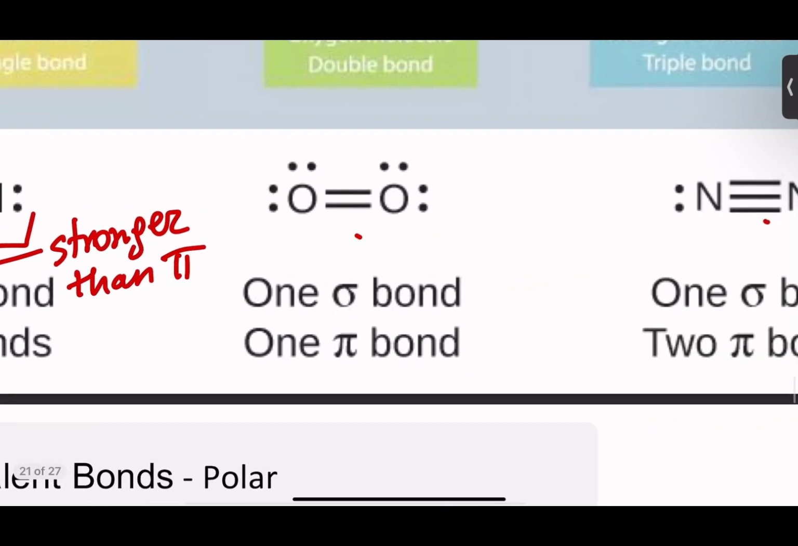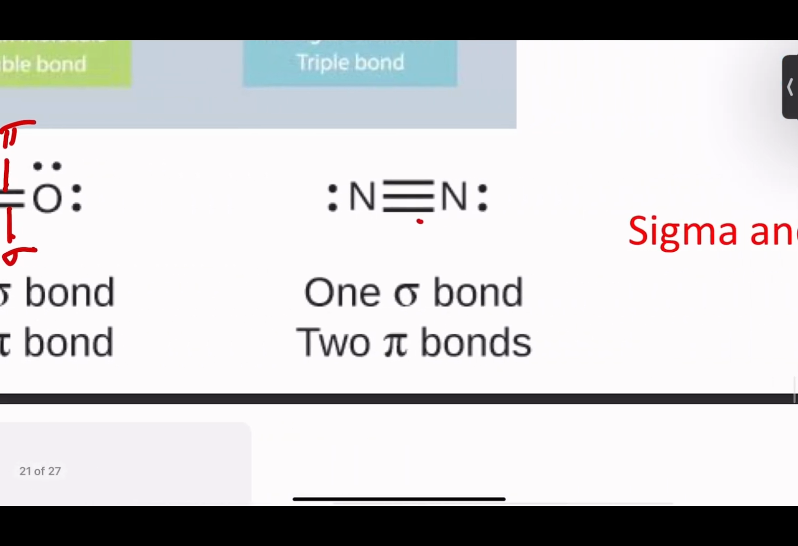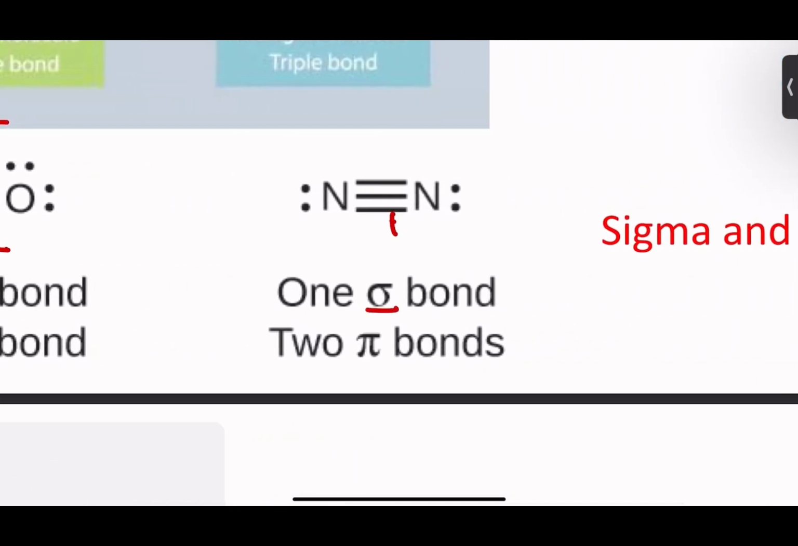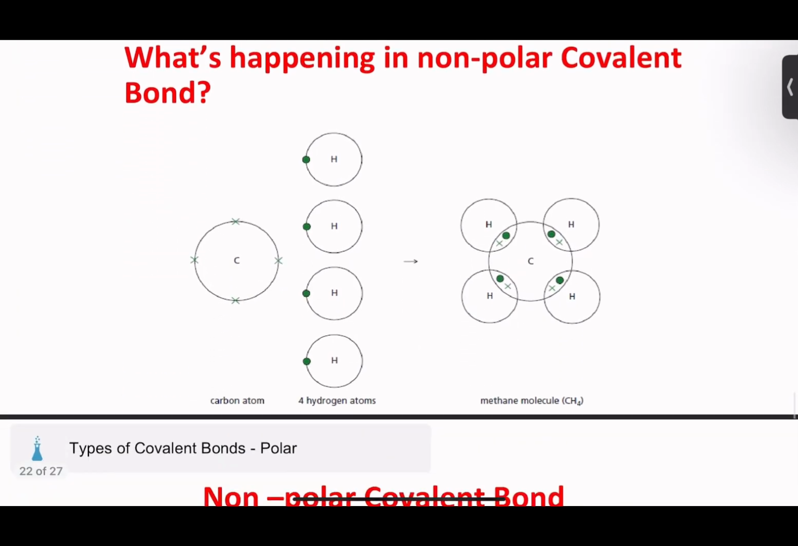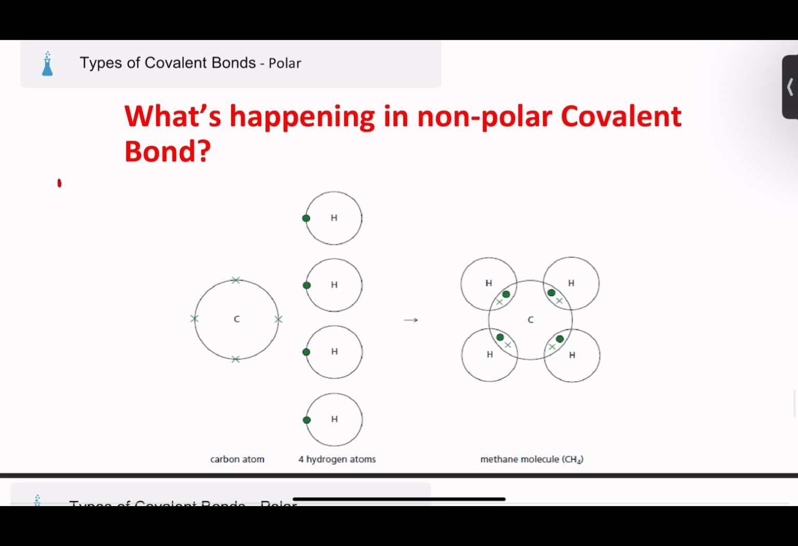But for oxygen, if you look, I got 1 and 2. So this one is sigma and this one is pi. And then here, this one is going to be sigma and these are going to be pi. It could even be that this one is sigma. It doesn't matter. You just need to understand that if you have three bonds, one is going to be sigma, the other ones are going to be pi. Okay, sigma and pi bonds. Now let's do the CH4 methane Lewis dot cross diagram.